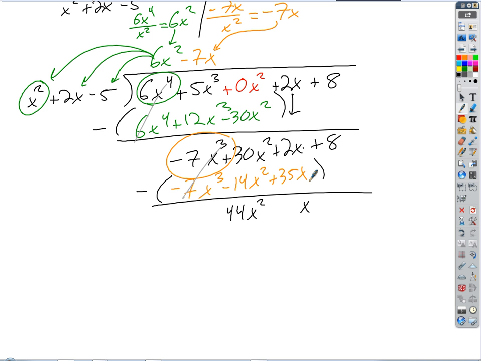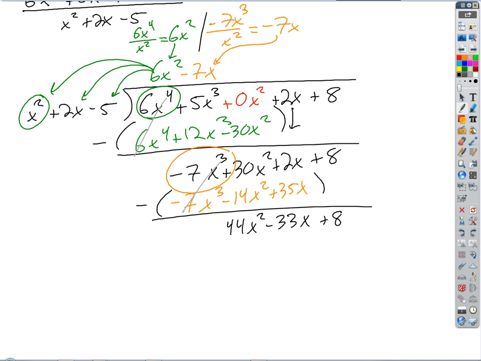Okay, so next column, here we go. So we got x's, 2 minus 35 is what? Negative 33. And then what do I do with the 8? Bring it down. Okay, so that means we go through it again, right? When do you think this process is going to end? We get a 1 at the end.